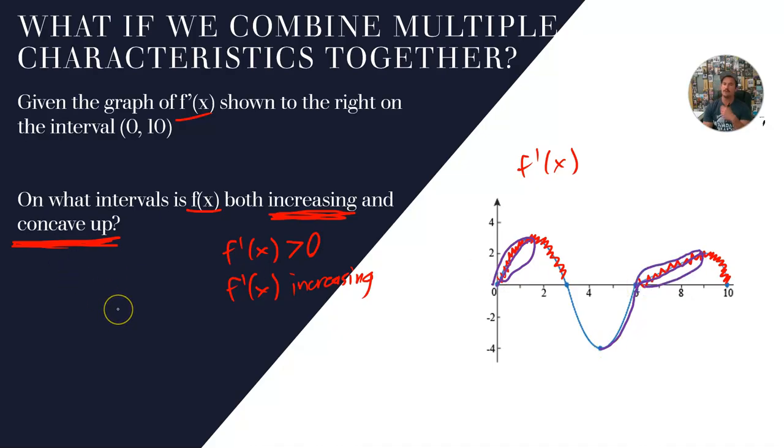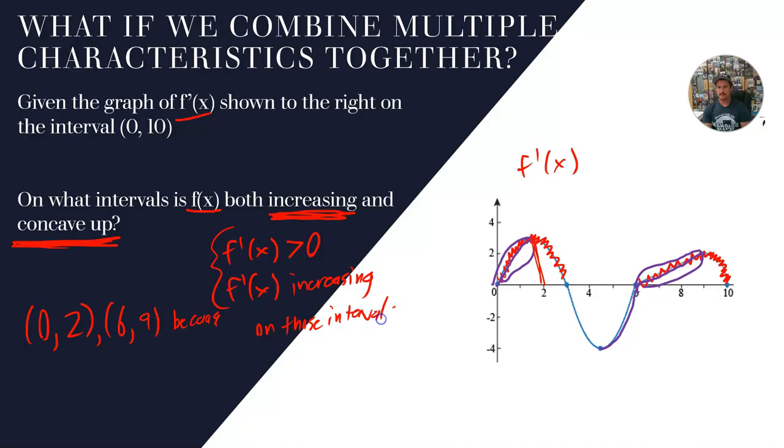Okay, so I would say, on what intervals is f of x both increasing and concave up? I don't want the purple, I want the red back. So it's going to be from 0 to, let's just call that 2, from 0 to 2, and from 6 to 9. And then here's my justification: f prime of x is greater than 0, and f prime of x is increasing on those intervals. So f of x is increasing and concave up on the interval from 0 to 2 and from 6 to 9 because f prime is positive and f prime is increasing on those intervals.